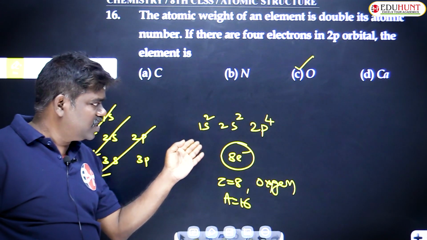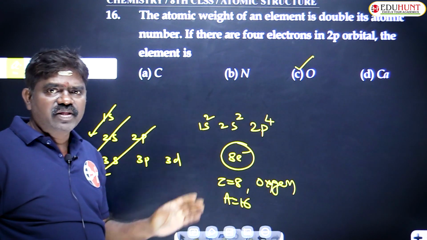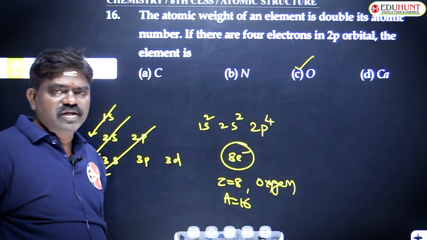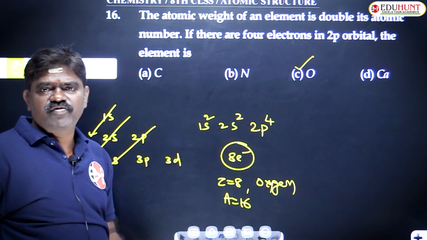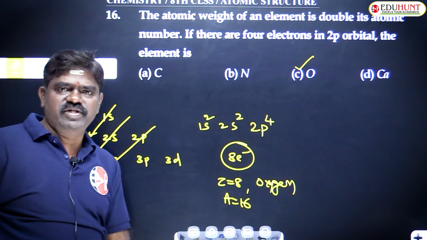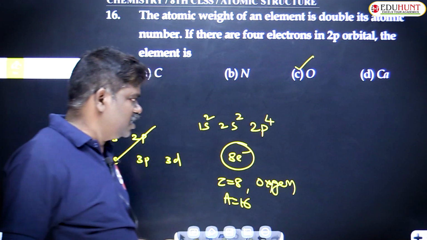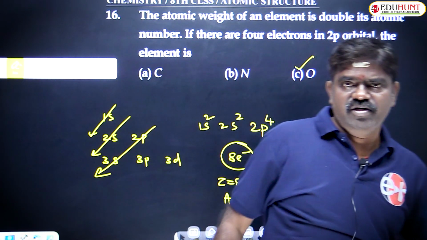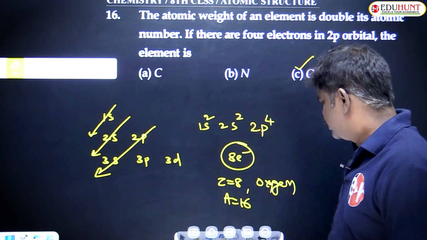They given here the 2p orbital contains 4 electrons. After completion of 1s 2s with filled electrons, the electrons enter into 2p. Then write 1s2 2s2 2p4. Then the total number of electrons present here is 8. Understood or not? Okay. And next question.